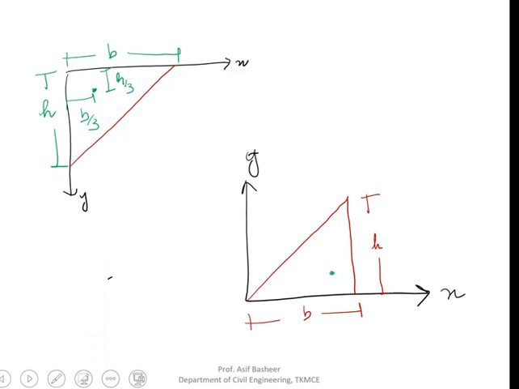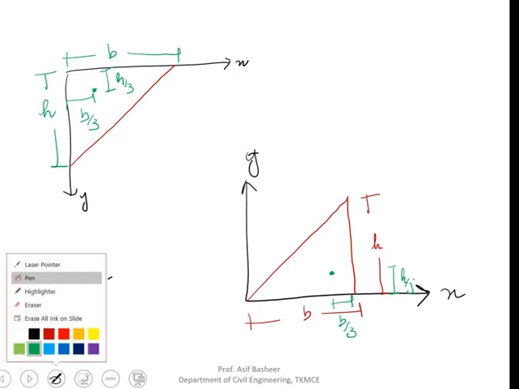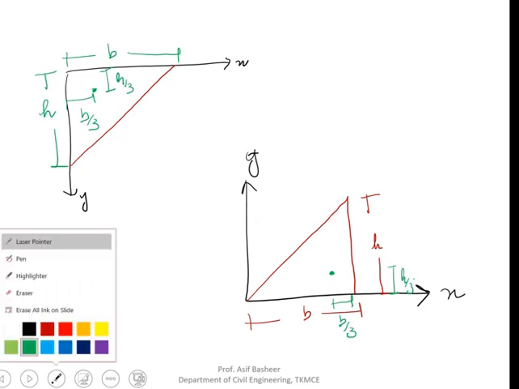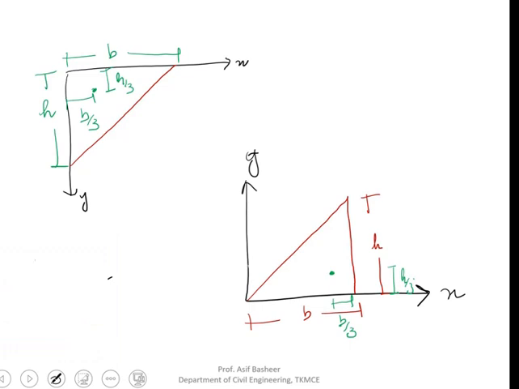So this distance is what? We know this distance is b by 3, and this distance is h by 3. But with reference to this axis, I need to consider the x bar as the distance from the y-axis. So the distance from the y-axis, from here to here, that is your x bar.